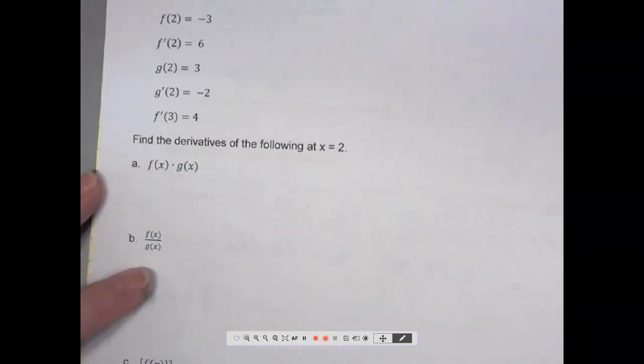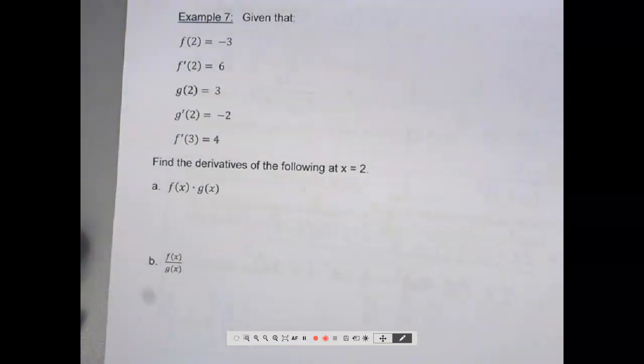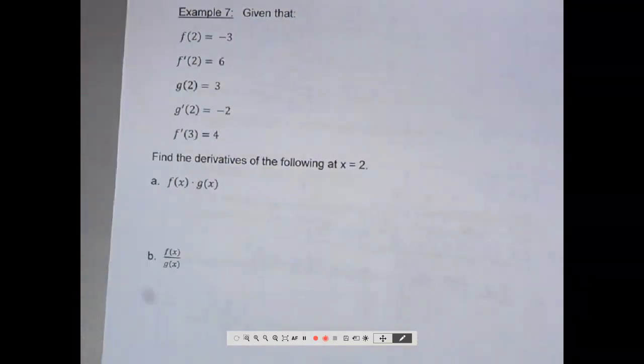All right, one more. Four more, really. Oh, no. Okay. This is like we have done before. You don't know what the function is. You're just given some values. Here's f of 2, here's f prime of 2, etc.